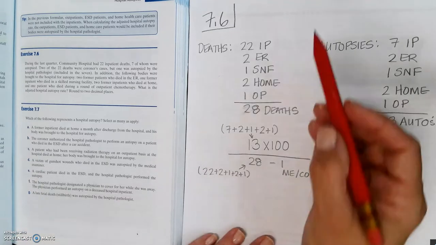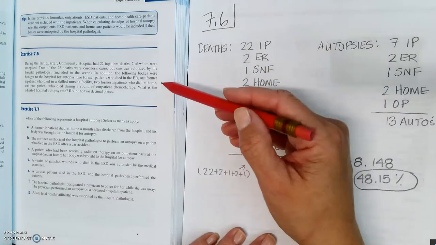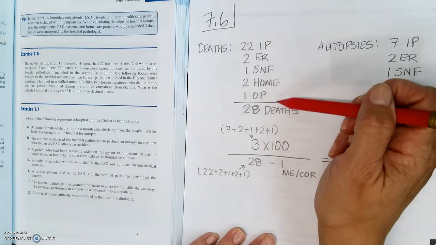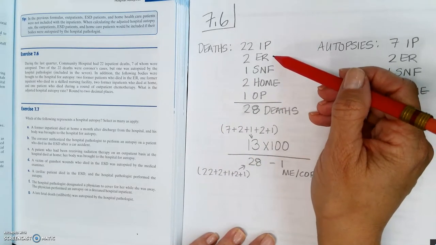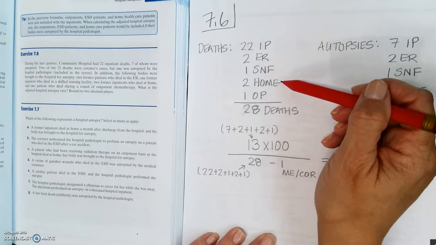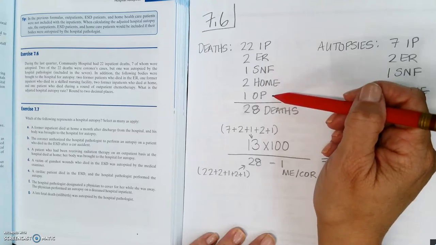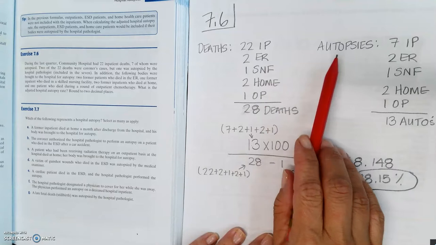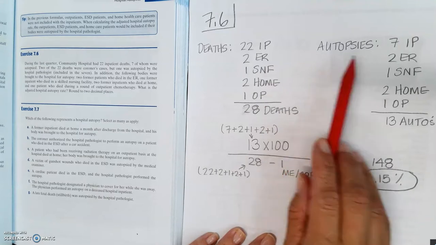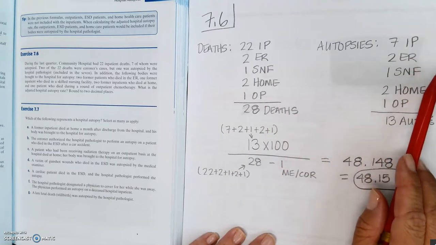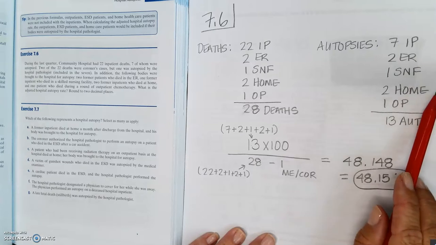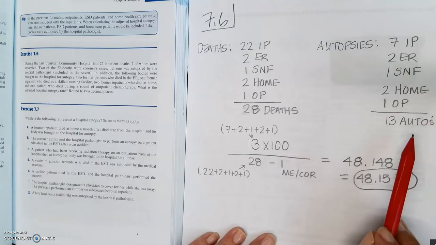So first thing that I went through the problem and pulled out all the deaths: 22 inpatient, 2 ER, 1 skilled nursing, 2 home health, 1 outpatient, that's the chemo. Then went and got the autopsies, which they told us 7 inpatient, 2 ER, 1 SNF, 2 home, 1 outpatient, for a total of 13 autopsies.